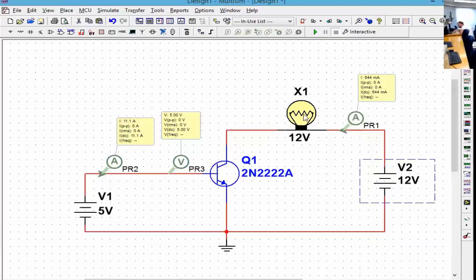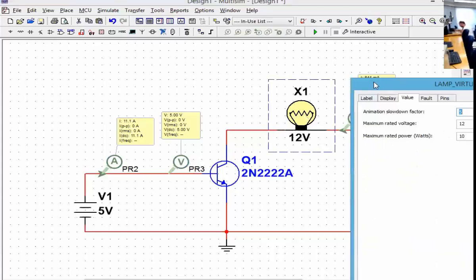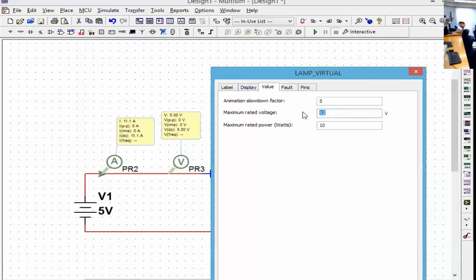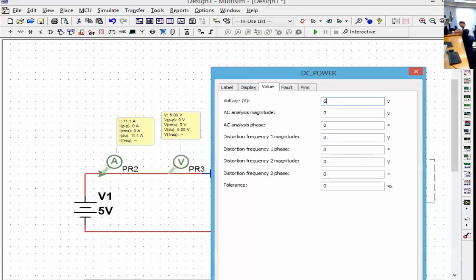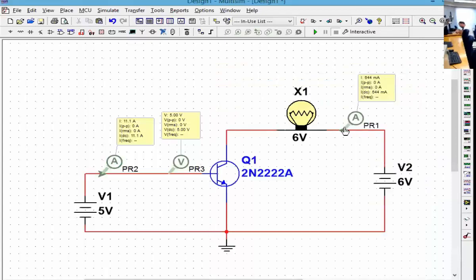But if I change this lamp voltage to like 6 volts, like you see the maximum rated voltage, then I want to adjust this supply back to 6, otherwise I'm going to damage the lamp itself. So now let's say the lamp requires 6 volts. So I choose the collector side 6 volts as well.